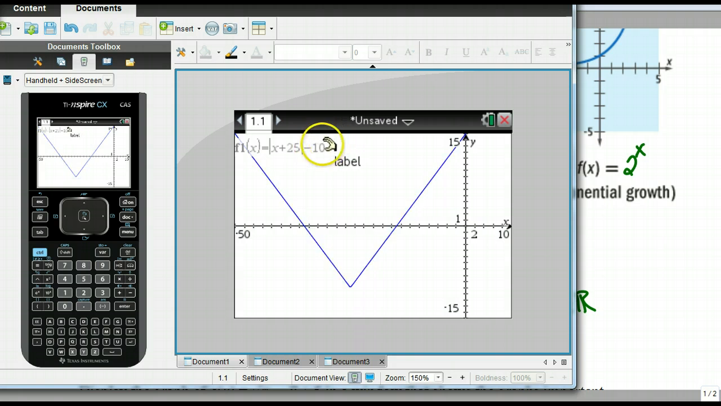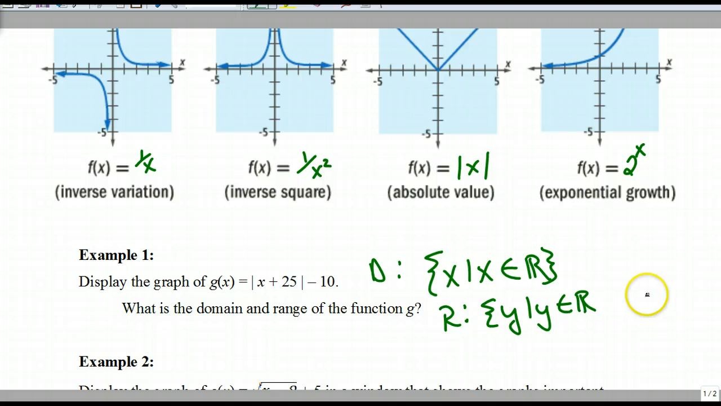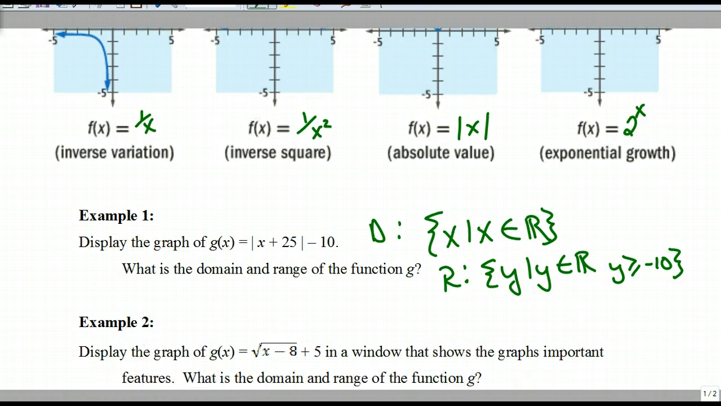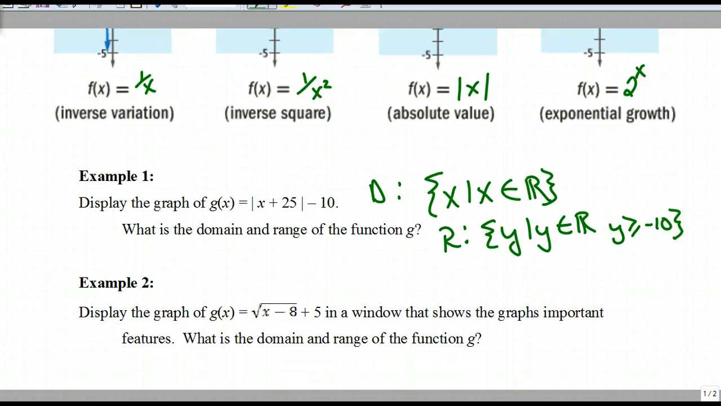Okay, so here's a big clue right here. See this minus 10? It's minus 10, yep. So this is going to be y such that y is all real numbers and y is greater than or equal to negative 10. Okay? Let's look at the next one.